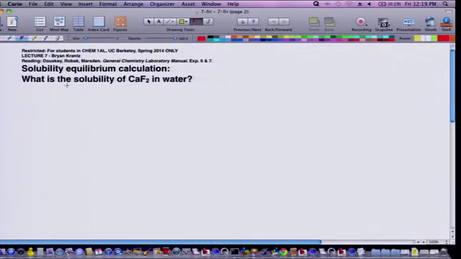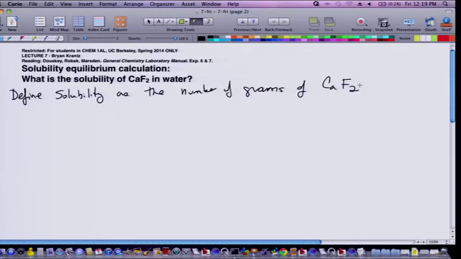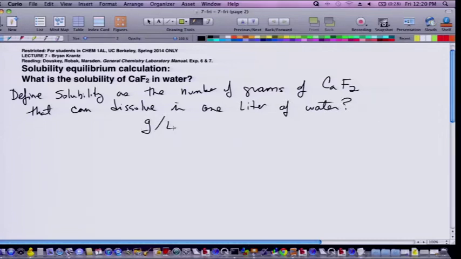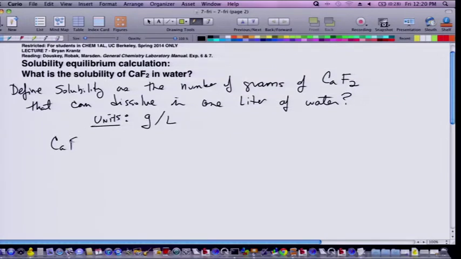So now we're going to do a calculation, again using solubility equilibria, and be a little more quantitative. So we're going to define solubility in this particular example as the number of grams of this salt, which is calcium fluoride, that can dissolve in 1 liter of water. Okay, it's a pretty straightforward definition. So this is going to be in units of grams per liter.